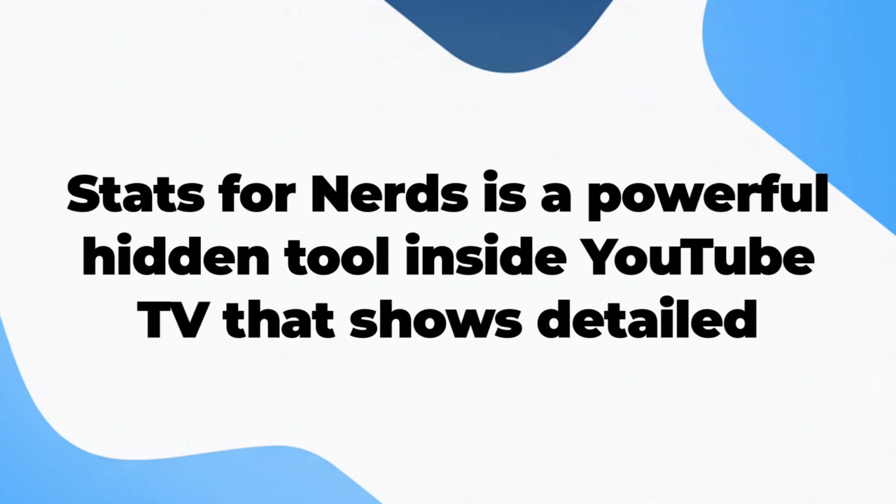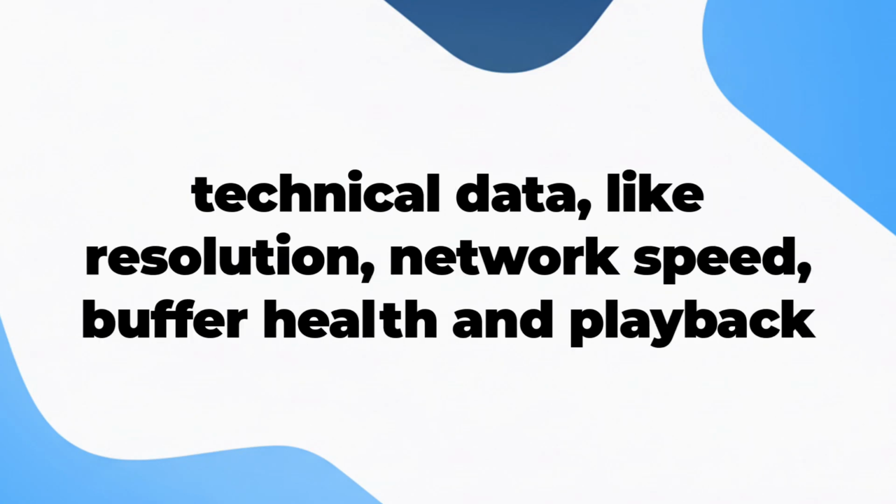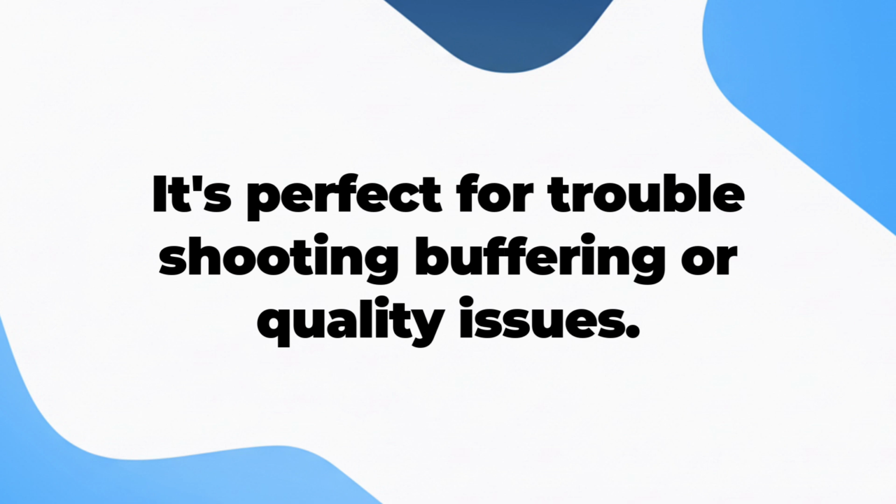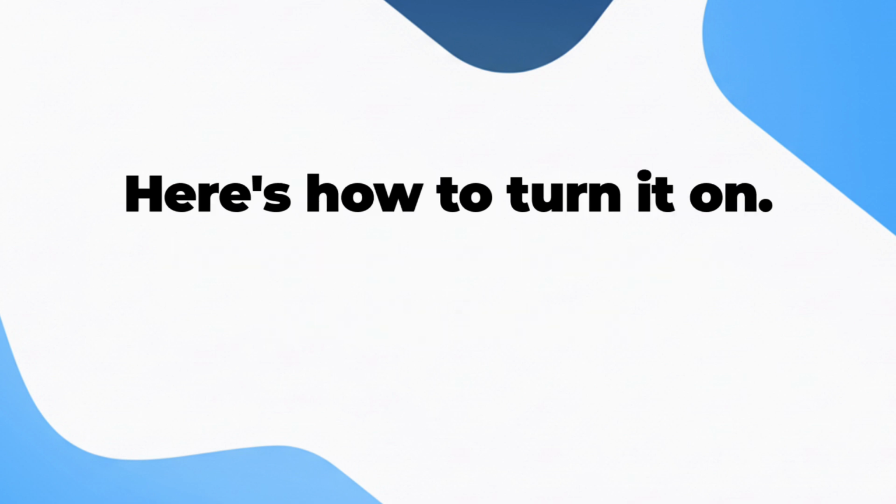Stats for Nerds is a powerful hidden tool inside YouTube TV that shows detailed technical data like resolution, network speed, buffer health, and playback performance. It's perfect for troubleshooting buffering or quality issues. Here's how to turn it on.